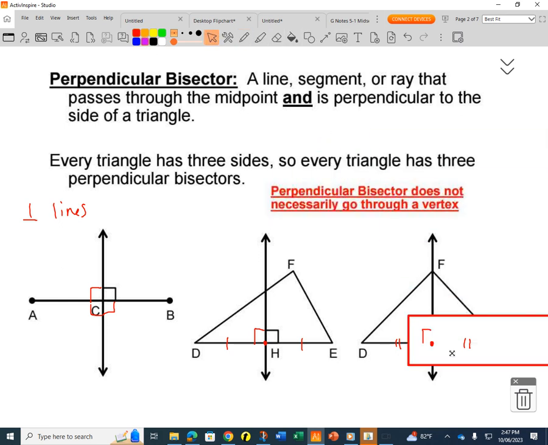So it's important to remember, perpendicular bisectors do not necessarily go through the vertex. That's important to remember because we are going to learn about a particular term where it will have to go through the vertex. So you need to make sure you write down perpendicular bisector does not necessarily go through a vertex.